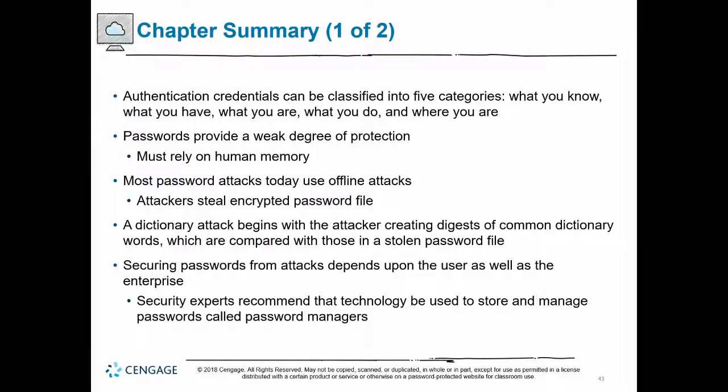Okay. So chapter summary, we talked about authentication and passwords. Authentication credentials can be classified into 5 categories: what you know, what you have, what you are, what you do, and where you are. Geolocation is where you are. Passwords provide a weak degree of protection and must rely on human memory. And most passwords today are attacked offline through dictionary attacks, brute force, and rainbow tables.